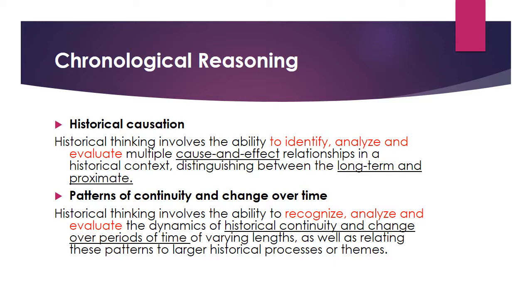The second part of chronological reasoning is patterns of continuity and change over time. When we're looking at continuity and change over time, we're looking at both things that stayed the same and things that changed. Historical thinking involves the ability to recognize, analyze, and evaluate the dynamics of historical continuity and change over periods of time and varying lengths, as well as relating these patterns to larger historical processes or themes.